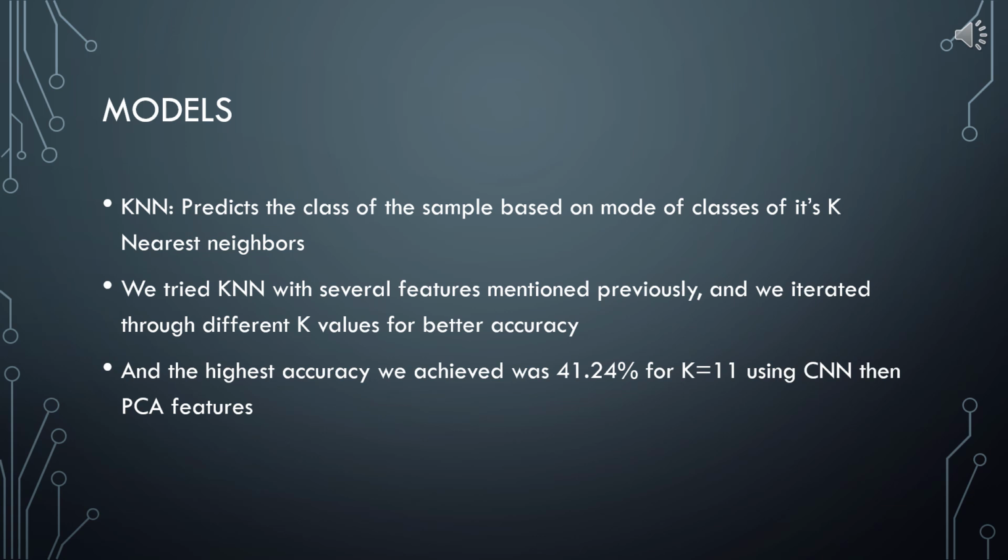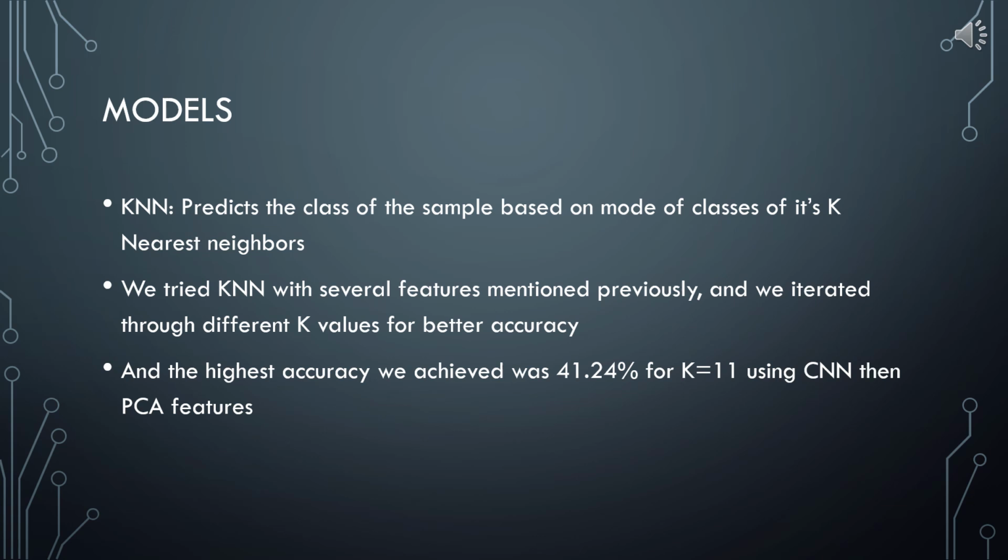KNN is a simple non-parametric machine learning algorithm that classifies data points based on the majority class of their k nearest neighbors in the feature space. Using distance metrics like Euclidean distance, it's intuitive, effective for small datasets and requires no training phase.